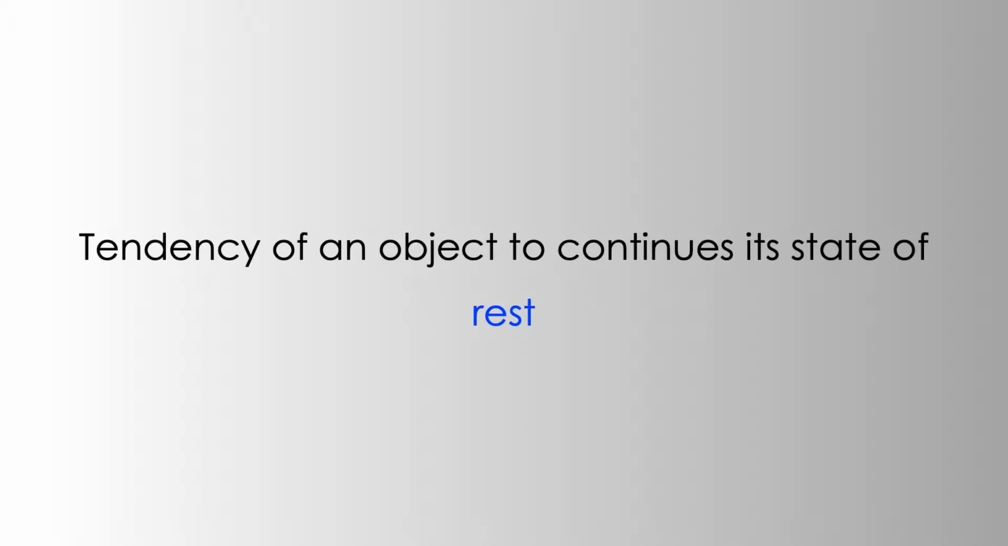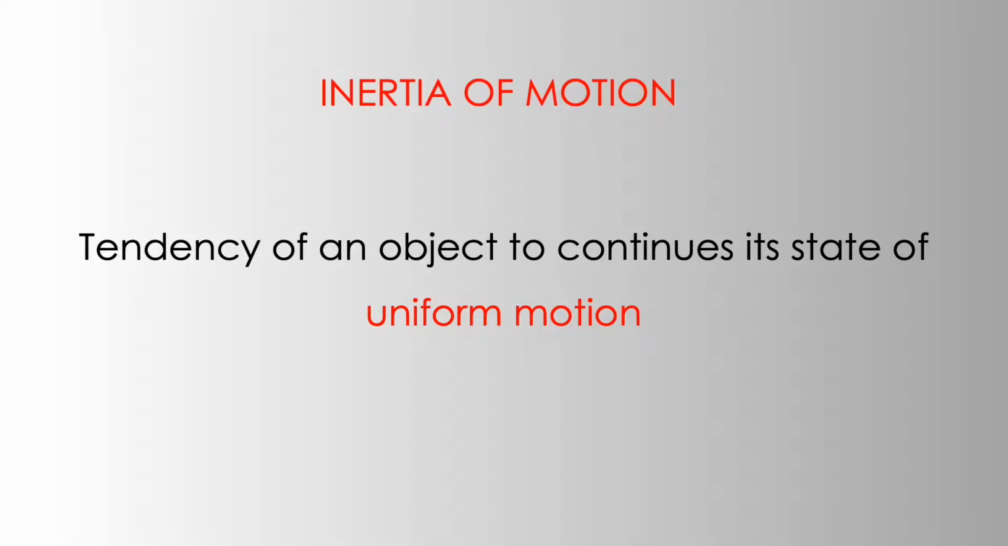The tendency of an object to remain in its natural state of rest is called inertia of rest. Similarly, the tendency of an object to remain in its natural state of uniform motion is called inertia of motion. So let us look at an example of inertia of rest.